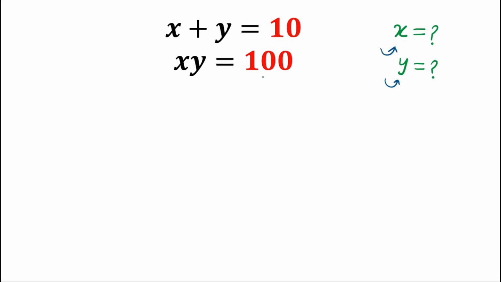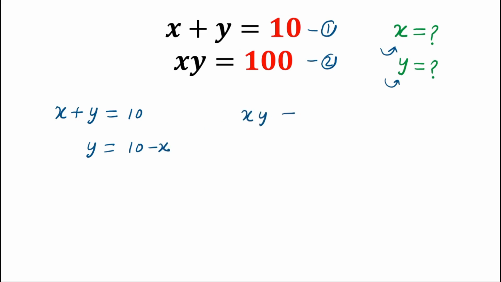Now let's start the solution of this question. Let us consider this as equation number first and this as equation number second. Equation number first is x plus y equals 10. Then the value of y in terms of x is 10 minus x. Now look carefully, equation number second is x times y equals 100. Now y is replaced by 10 minus x. Then x times (10 minus x) equals 100.